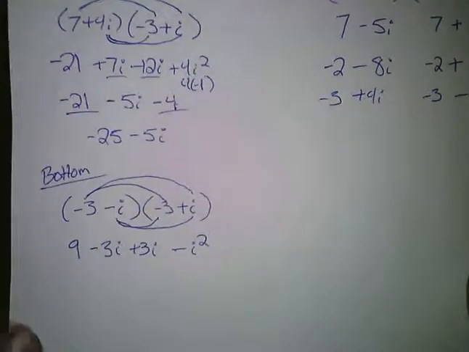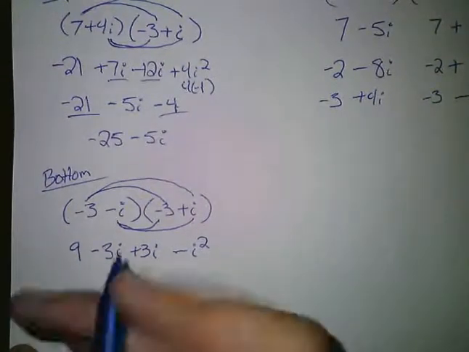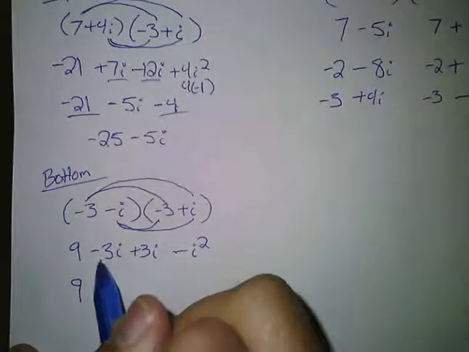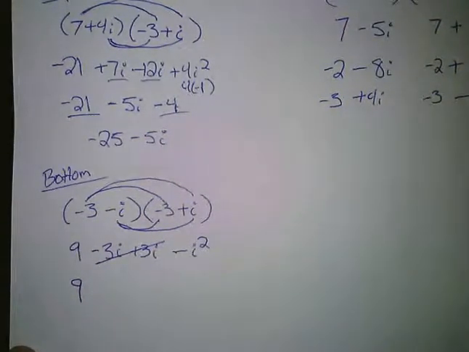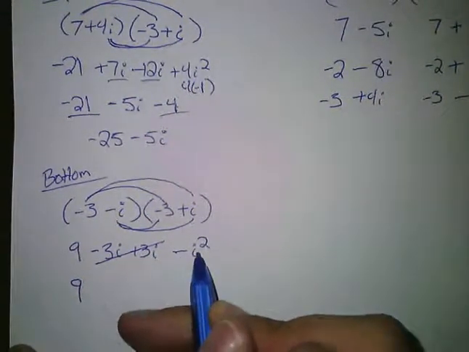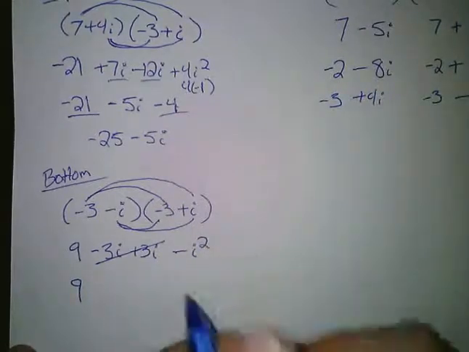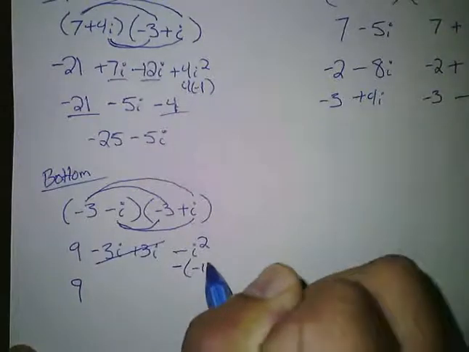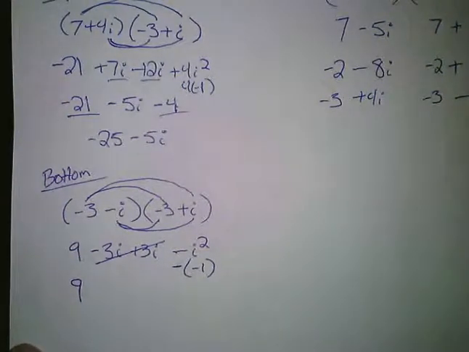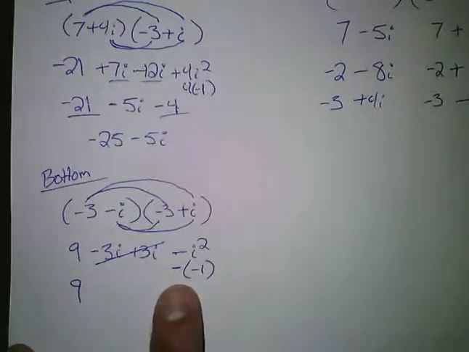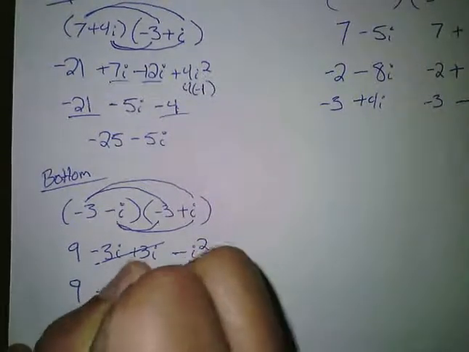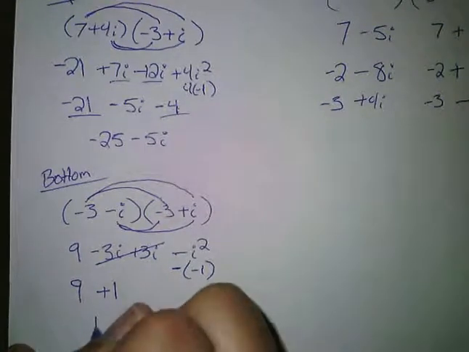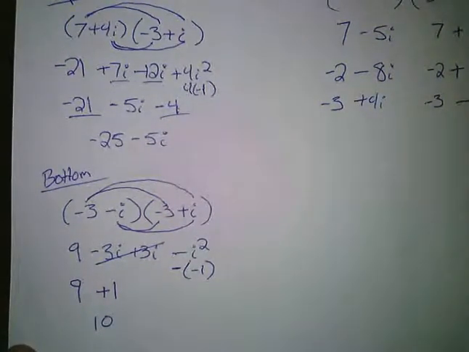So now we go to the simplification process. Still got a 9. Got a -3i and a positive 3i. Those are going to eliminate there. And then we have a -i squared. Again, we have to take care of an i squared. We can substitute it with a -1. So we're left with a -1 times a negative, which is +1. 9 plus 1 takes you to 10.